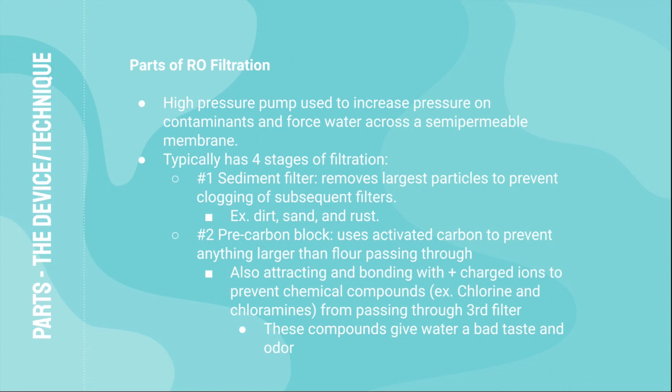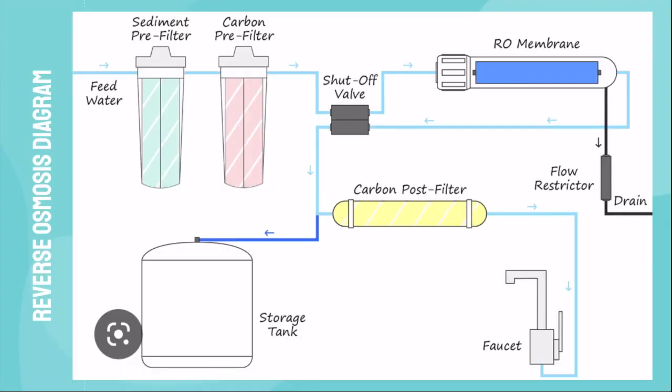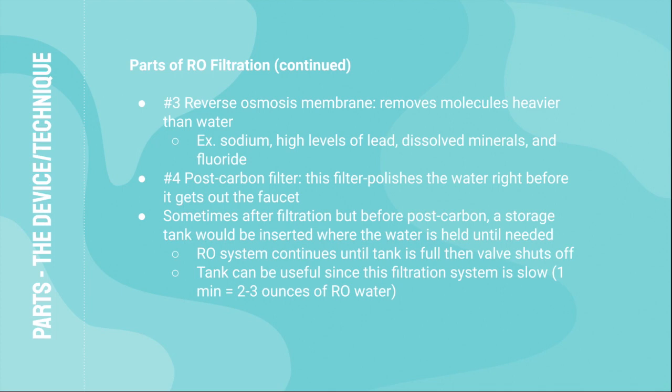So in the next slide, there is a diagram. At the top that says feed water, that's where the water is being pushed through with the pressure, where it goes into the sediment pre-filter and then the carbon pre-filter. Then after that, it goes into the RO membrane. So the third filter was what I mentioned earlier, which is the reverse osmosis membrane.